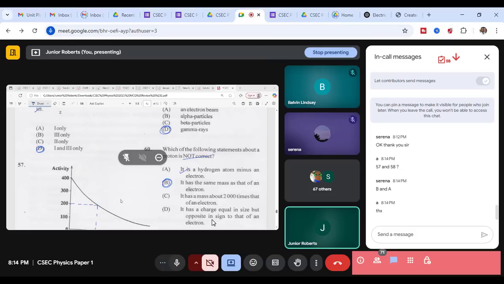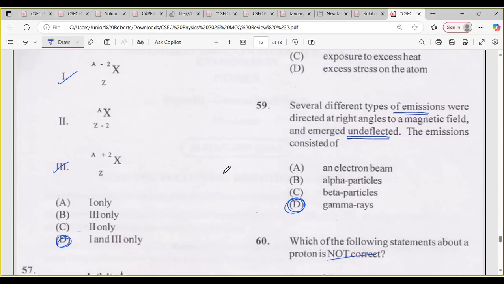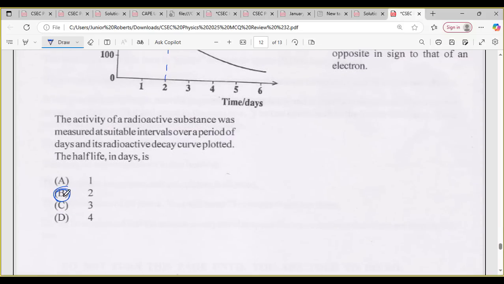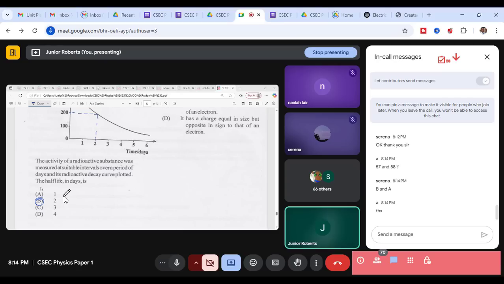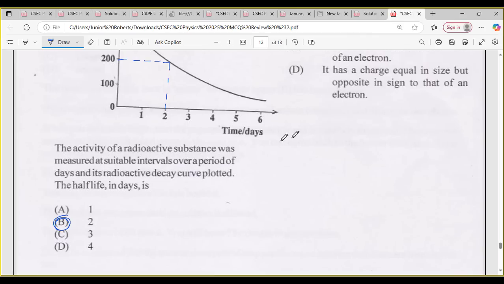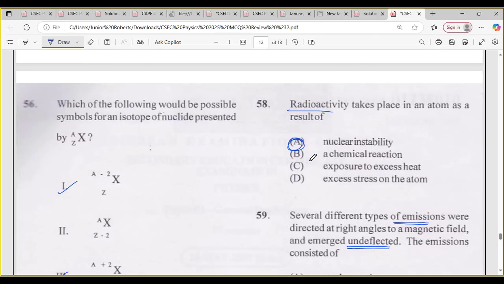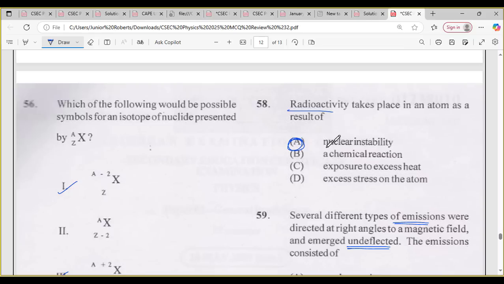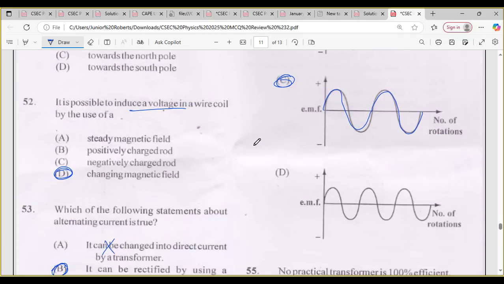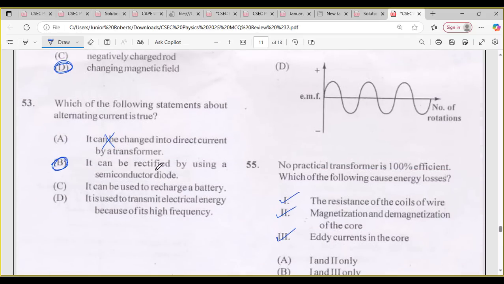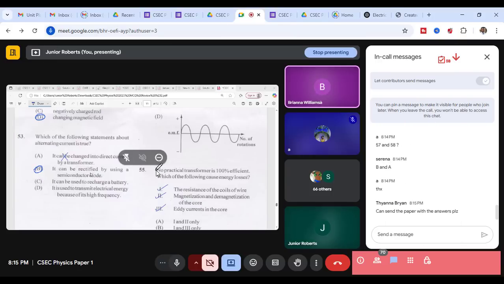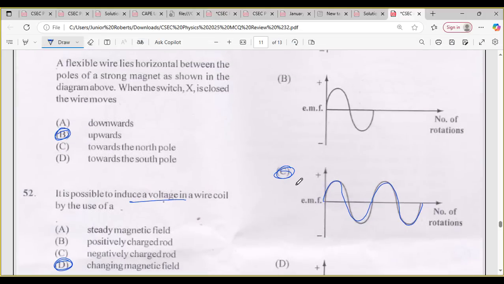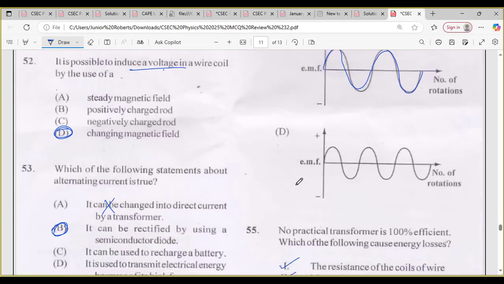All right, so that's our paper. Sir, what was 57, sir? 57 is B. All right, so Sir, 58, please. 58 is A, nuclear instability. Sir, we get to 53. 53 is this one, which is B. And 54, sir, please. 54 also C. All right, it's 54. Thanks.